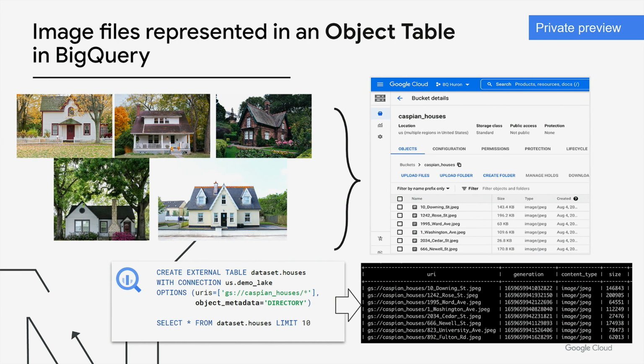So right now, in private preview, you can create an object table in BigQuery where all the images in Google Cloud Storage are indexed. And you do this simply by creating an object table with this simple SQL query, pointing to the location of your images.